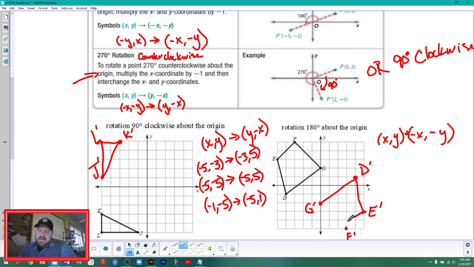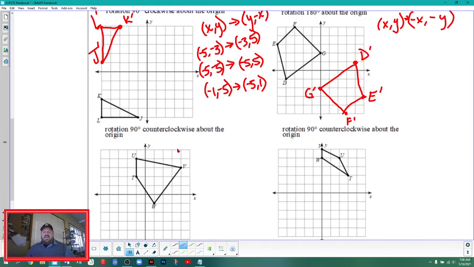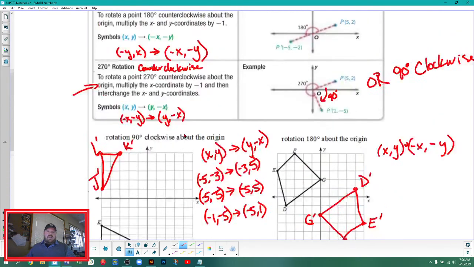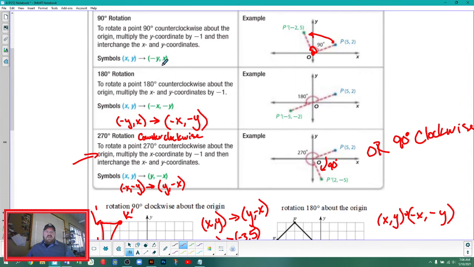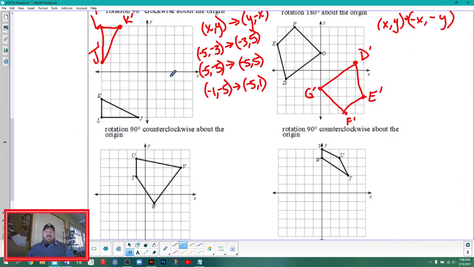That is a 180 degree rotation about the origin. So when we talk about 180 degrees, it obviously doesn't matter if we go clockwise or counterclockwise. Don't get caught up on that idea. Okay. The next one here is a 90 degree clockwise rotation. So that takes x, y to negative y, x. Get that down here. x, y turns into negative y, x.